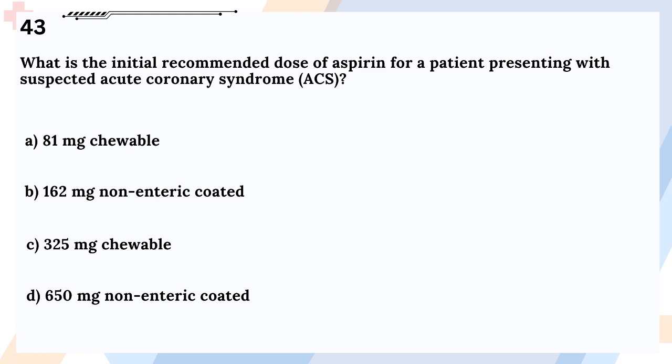Question 43. What is the initial recommended dose of aspirin for a patient presenting with suspected acute coronary syndrome, ACS? A. 81 mg chewable. B. 162 mg non-enteric coated. C. 325 mg chewable. D. 650 mg non-enteric coated.